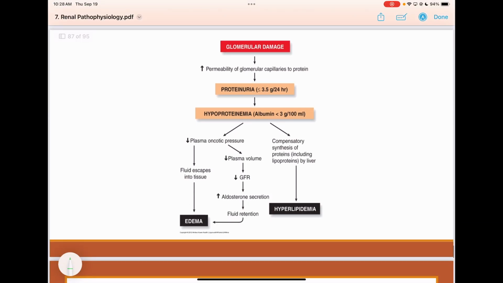So glomerular damage occurs. We have increased permeability of the proteins, leads to proteinuria. Remember that 3.5 number. Okay? This is in a 24-hour collection. So guess what you have to tell your patients to do for 24 hours? Pee in a jug, not in a cup. You gotta fill it up. Pour it in, yeah. And you gotta store it in the fridge. So you don't mistake that with the apple juice, but it's there.